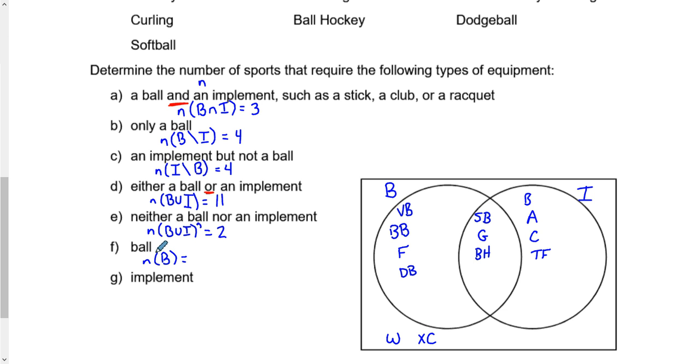Ball. It doesn't say only a ball. It talks about the entire circle. How many sports use a ball? And that's 7. Same thing, the number of implement. That's talking about the entire circle of implement, which is 7. So that's what all of that means. Keep in mind what the terminologies are.